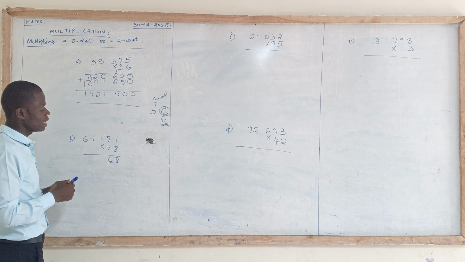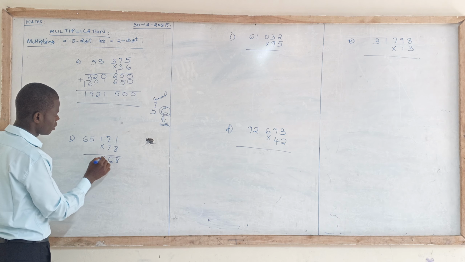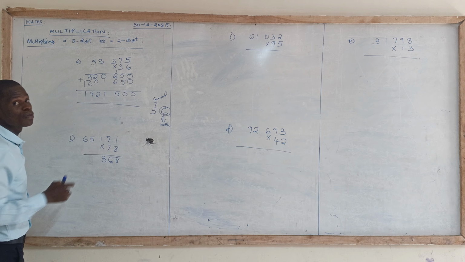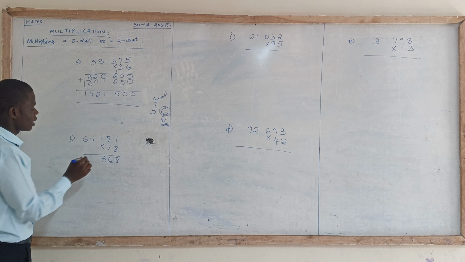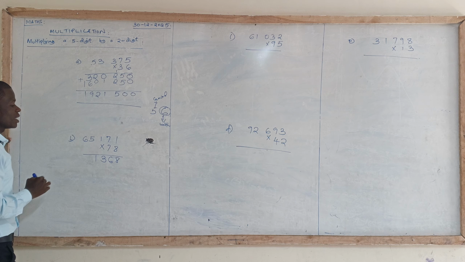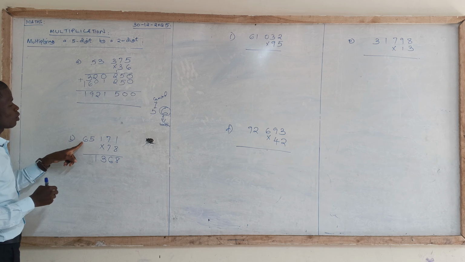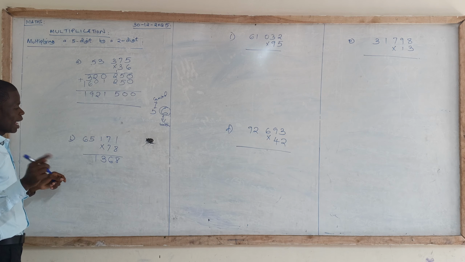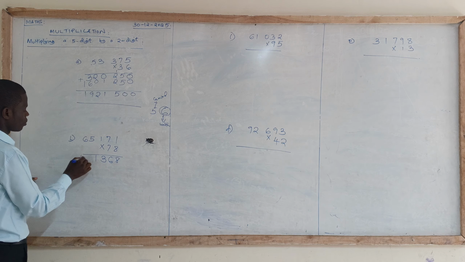8 times 1, that is 8 plus 5. What do you have? 13. We write 3, we carry 1. 8 times 5, that is 40, plus 1 you carried, make it 41. Remember, don't forget whatever you carried, 41. We write 1, we carry 4. 8 times 6, what do you have? 8 times 6, right, 48, plus 4 you carried. That's now 52.